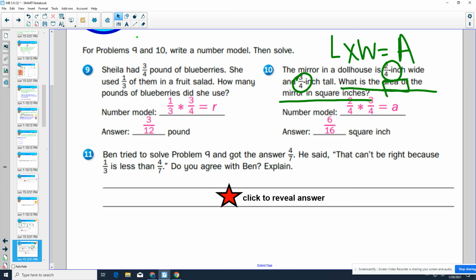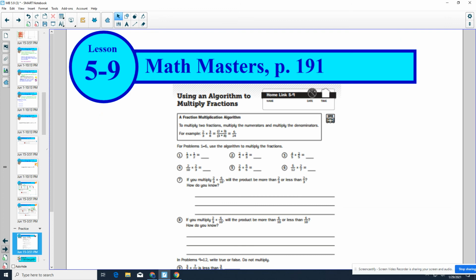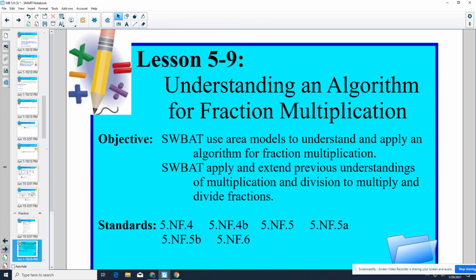And again, they put A for area. You could put whatever variable. You could put I for inches or S for square inches. And then look at 11. Ben tried to solve problem 9 and got the answer 4/7. He said that can't be right because 1/3 is less than 4/7. Do you agree with Ben? Explain. So when you think about that, do you agree with the answer that he got for 9? If not, explain why you do or do not agree with Ben. Okay, and then there's a home link page for some extra practice there, but that wraps up this lesson.